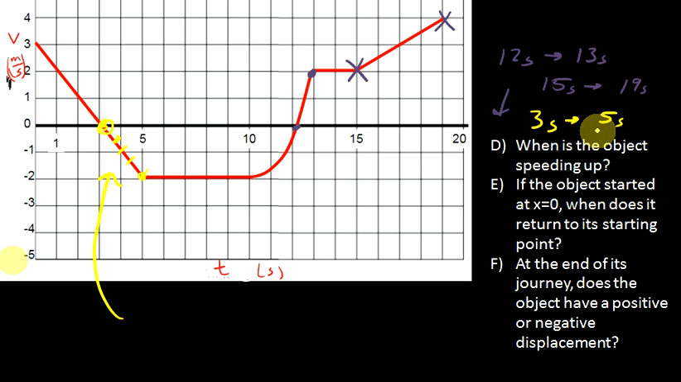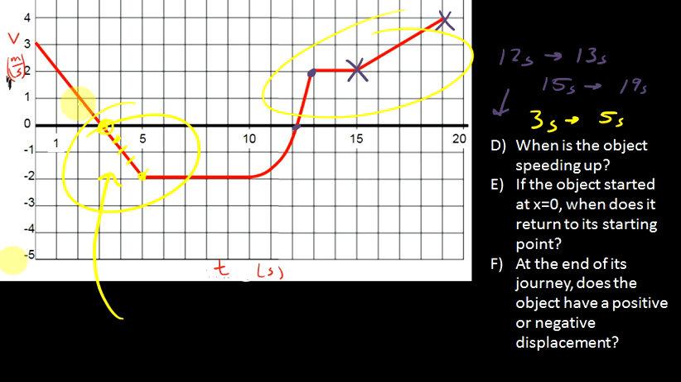All 3 of those times the object is speeding up. Here it's speeding up in the negative direction. Here it's speeding up in the positive direction. Next one, E. If the object started at x equals 0, when does it return to its starting point?